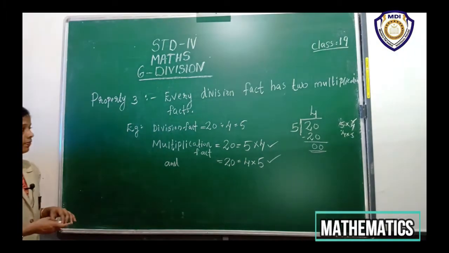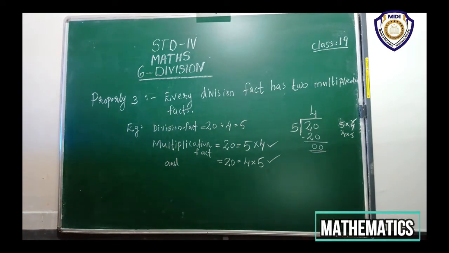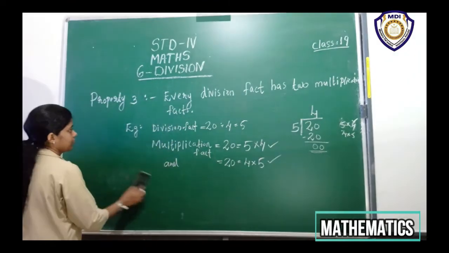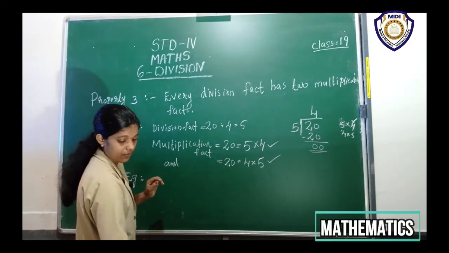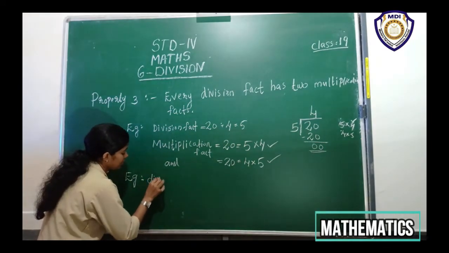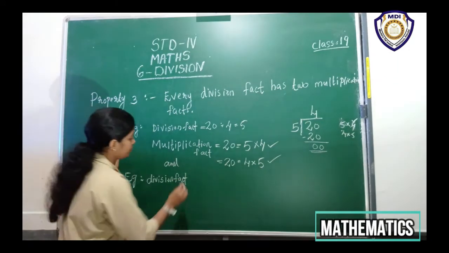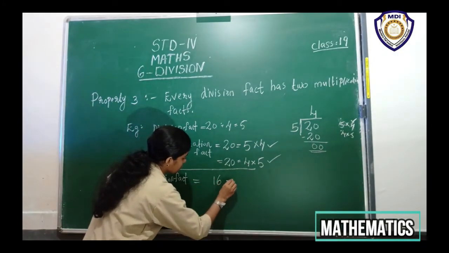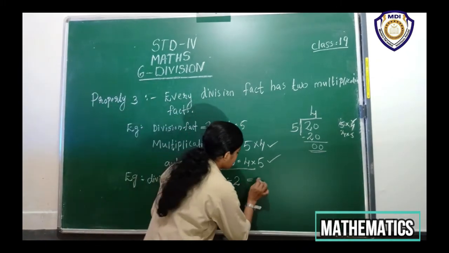Write it. Then another example. Division fact: 16 divided by 2. We get the answer. Answer is 8.